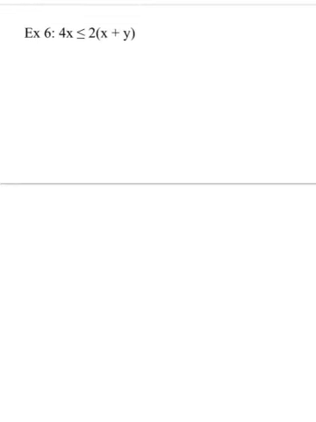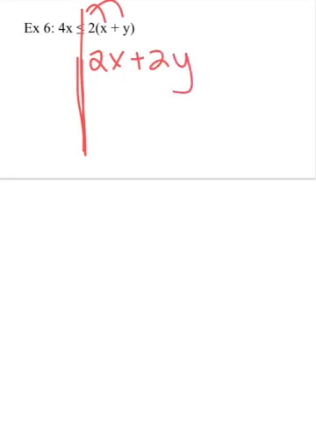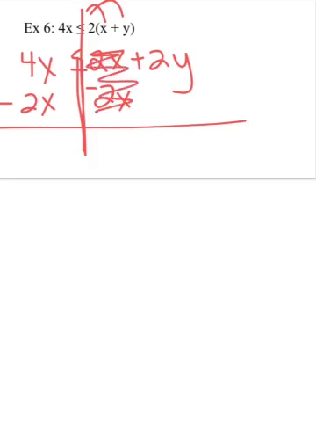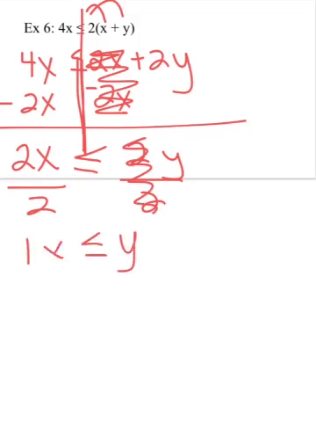Okay, we're solving for y. Okay, so we're going to distribute the 2. So 2x plus 2y is greater than or equal to 4x. Okay, we're moving everything away from the y, so I'm going to subtract 2x. 2x and 4x actually are like terms, so 4x minus 2x is just 2x, less than or equal to 2y. Okay, then move the 2 by dividing, so I'll have y is greater than or equal to 1x.